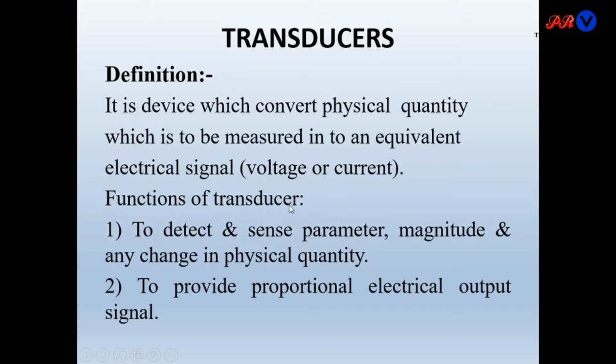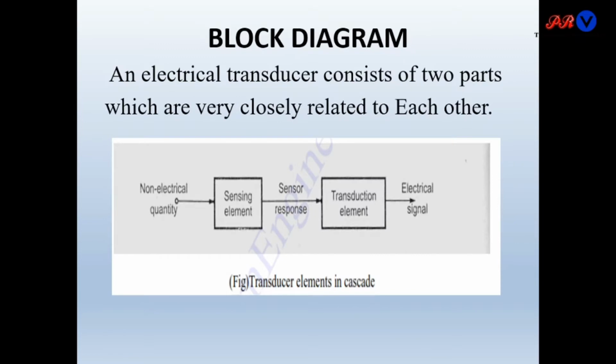Function of transducers. First function of a transducer is to detect and sense parameters, magnitude and any change in the physical quantity. So they are used for sensing the magnitude or parameters or change in the quantity. Second function is to provide a proportional electrical output signal. So the block diagram of a transducer is shown in the figure.